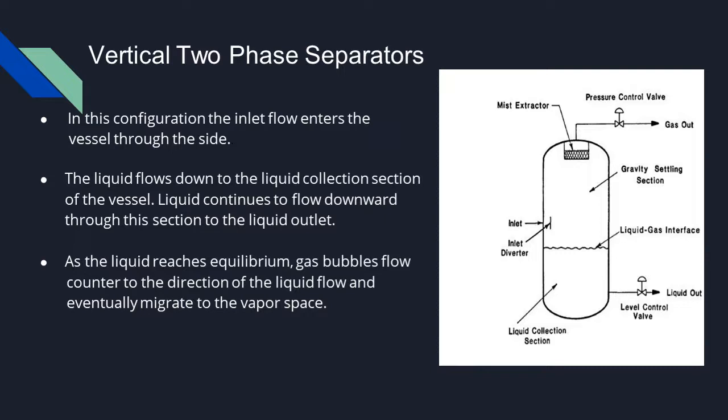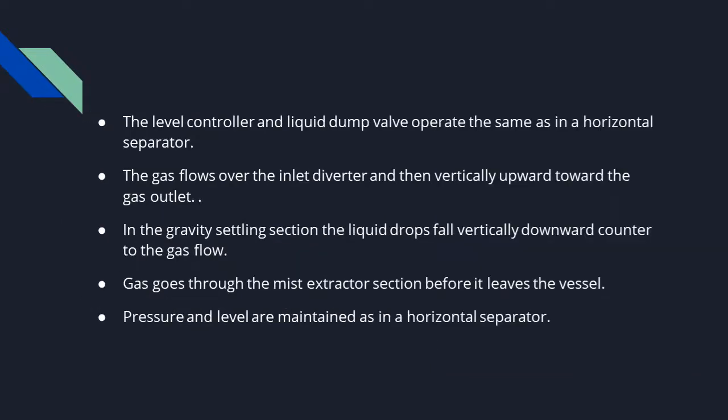So in this configuration, the inlet flow enters the vessel through the side. You can see it is present on the left side of the vessel. The liquid flows down to the liquid collection section. Liquid continues to flow downwards, just as I told you in the simple separator, through the section of the liquid droplet. As the liquid reaches equilibrium, gas bubbles flow counter to the direction of the liquid flow and eventually migrate to the vapor space.